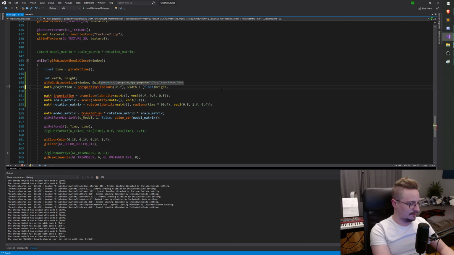So, near plane I'm going to set to 0.5, maybe. It's okay to be a small number, it just can't be 0. And then far, I'll set to 10. Why not?